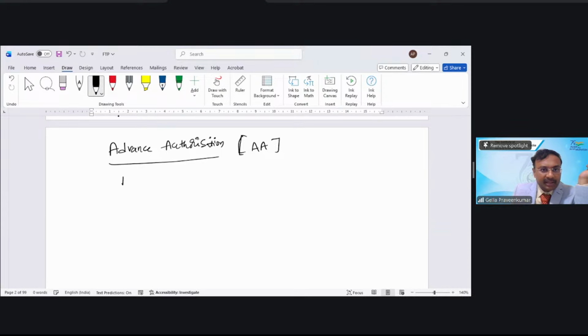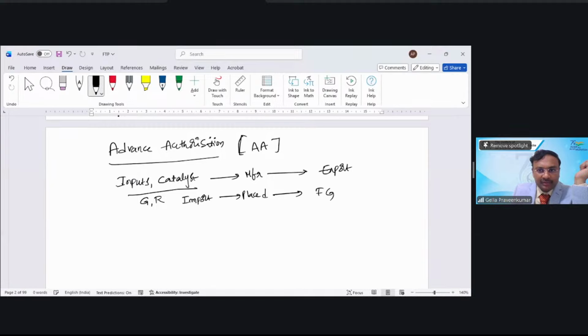I require inputs, catalyst, which could be general, which could be restricted. I use them in manufacture. I make an export. Here, the goods which are imported have to be placed in the finished goods. That means to say their existence is a must in my finished goods.